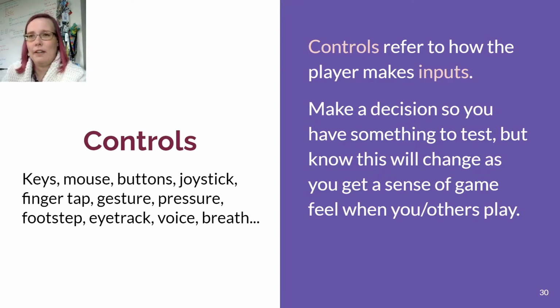Controls refer to how the player makes inputs. Make a decision so that you have something to test, but know that this will change as you get a sense of game feel when you and others play. What I want you to do in part of your mechanics assignment is tell me what the main controls are for the core mechanics in your game. If you're using a controller, I want you to assign the buttons and give me a table of the controls. If I show you my controller, you can assign the face buttons, the two analog sticks, the D-pad, and all the buttons on top. There's a lot that you can choose from here, or you can use a keyboard and mouse, but I want you to tell me what the controls are going to be for all of the rules in your core mechanic.